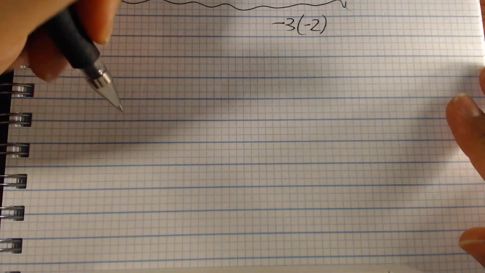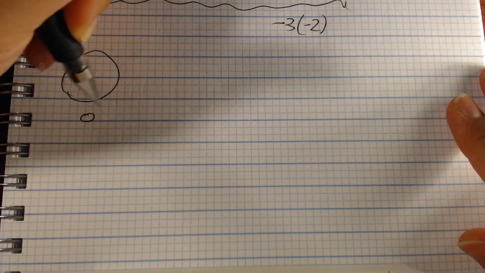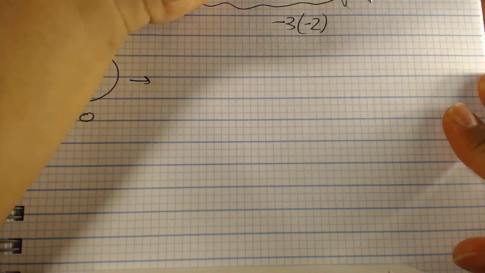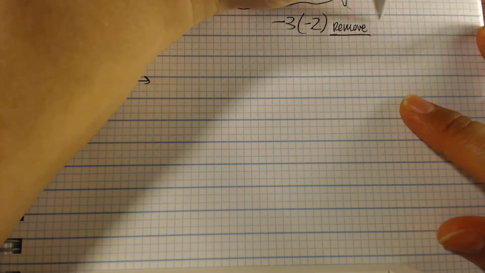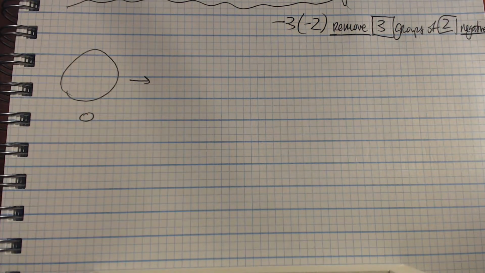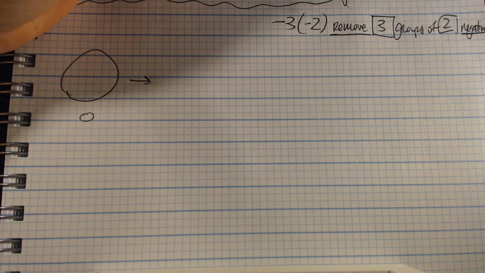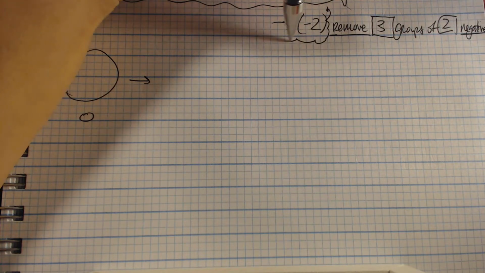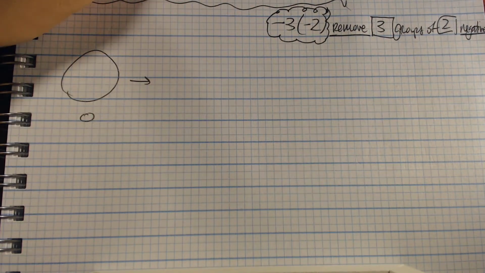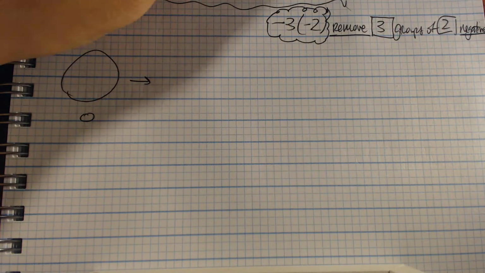Okay, so we start off with 0. And I should write out my instructions here. So I'm going to remove, since that's my first symbol, 3 groups of 2 negatives. Ran out of space on the paper, sorry. So for me to be able to remove 3 groups, let me do a little bubble around this so it's clear. For me to be able to remove 3 groups, I need to have 3 groups.